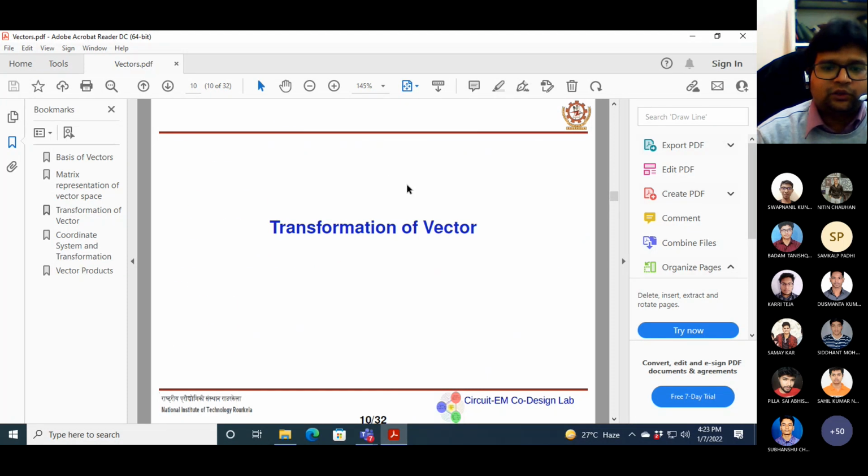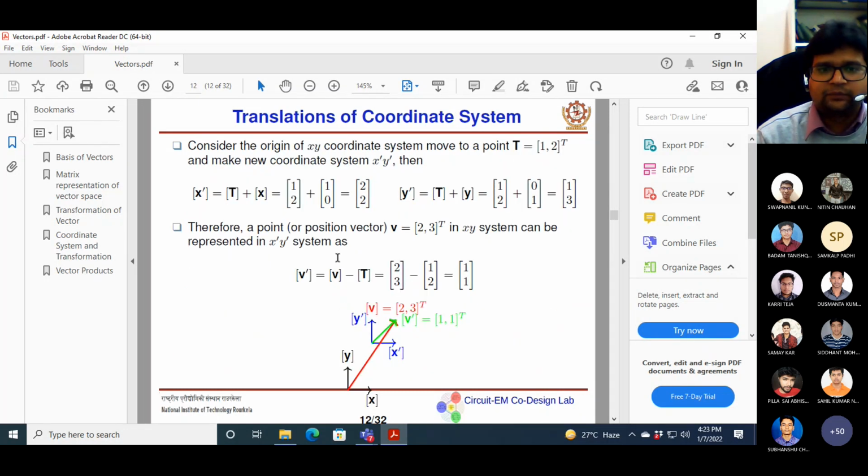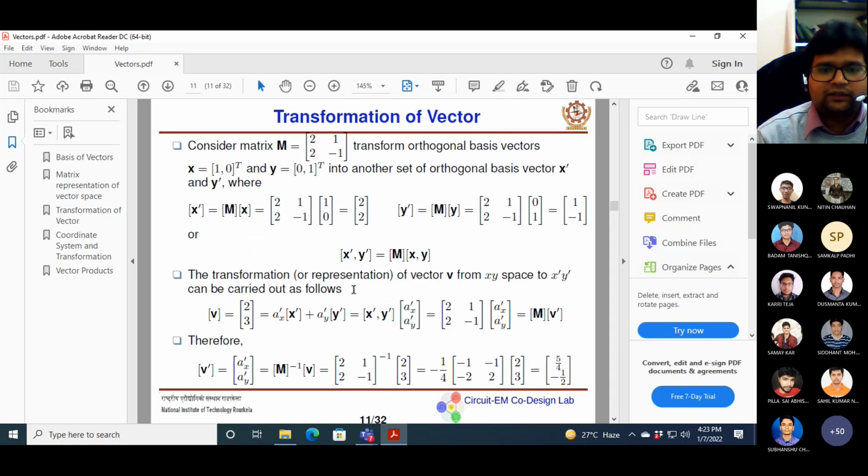Then we studied the transformation of a vector, how one vector can be transformed into another vector. Or we can transform the coordinate system itself by a certain rotation. By multiplying the basis vectors we can form another set of basis vectors. The M matrix is basically the transformer or the modifier, which modifies our coordinate system, and it can also modify any vector in that space.